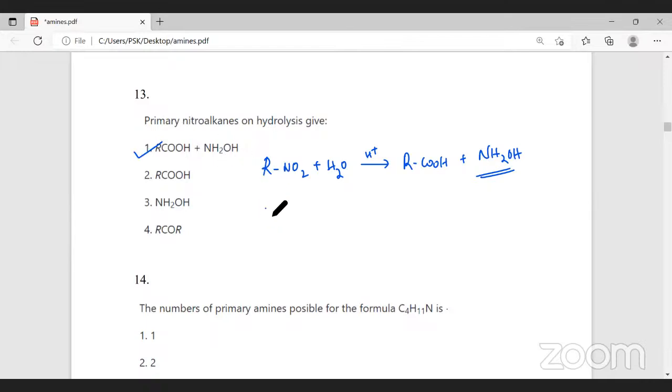If you take nitromethane and hydrolyze it in the presence of an acid, we get acetic acid and hydroxylamine. So therefore, the answer for this 13th question is option 1.